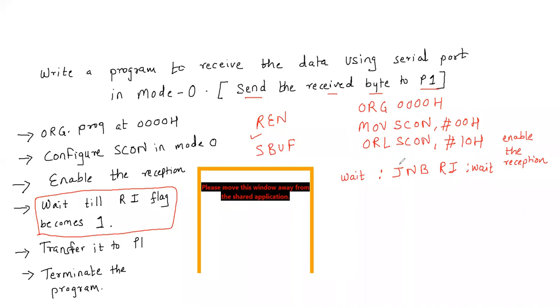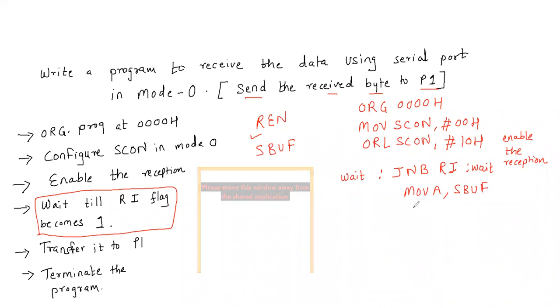For that, we cannot send directly. First, we have to take it in the accumulator. So I am writing the instruction MOV A, SBUF, presuming that the data is already in the serial buffer. And from the accumulator we can move it to port 1. This is how the information is transmitted from the SBUF register to the accumulator and from the accumulator to port 1. Remember, the SBUF register can communicate only with the accumulator, and the accumulator is the bridge between the SBUF register and the port. So whatever data is to be routed has to be routed through the accumulator.